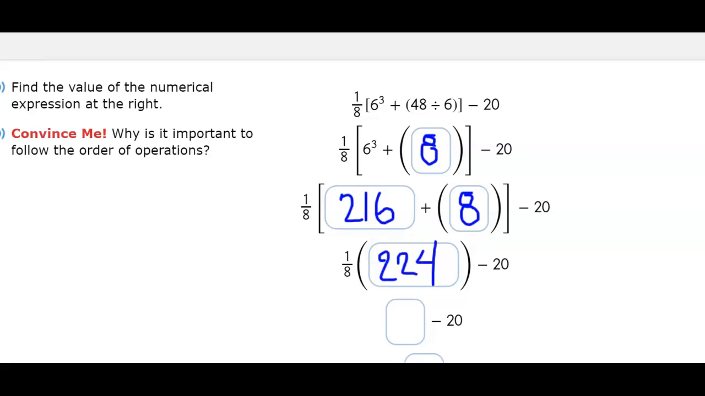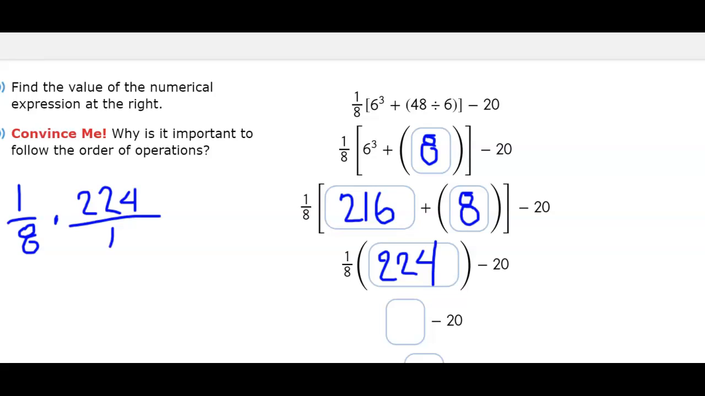And then you have 1/8 parentheses 224, and because they are attached, the 1/8 and that parentheses should tell us that we are multiplying those two numbers. So we would say 1/8 times 224 minus 20. I was going to do it on a calculator, but let me show you this mathematically just so we're all on the same page. 1/8 times 224.